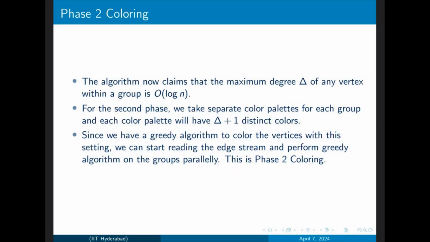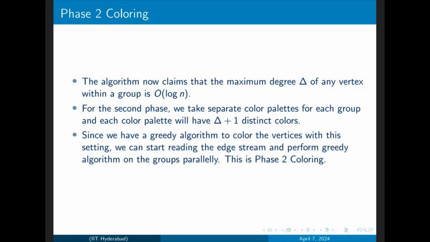Now we move on to phase 2 coloring. The algorithm claims that the maximum degree delta for any vertex within a subgraph is order of log n, that is big O of log n. So we know that any graph with a delta in order of log n can be colored using delta plus 1 colors, and there is a greedy algorithm to do so.